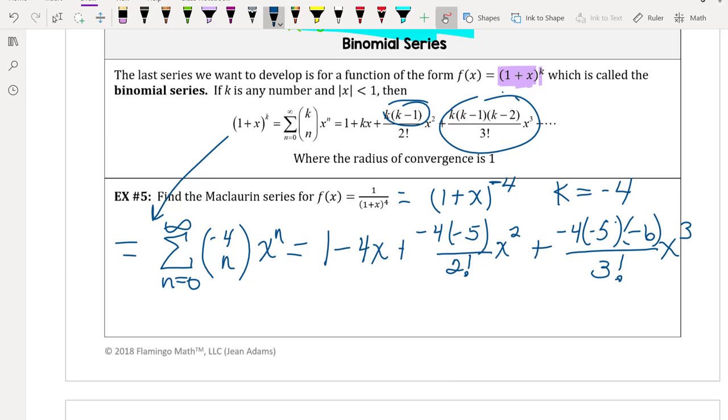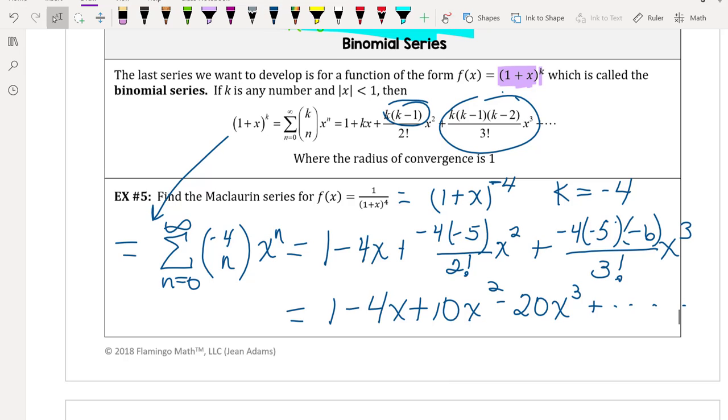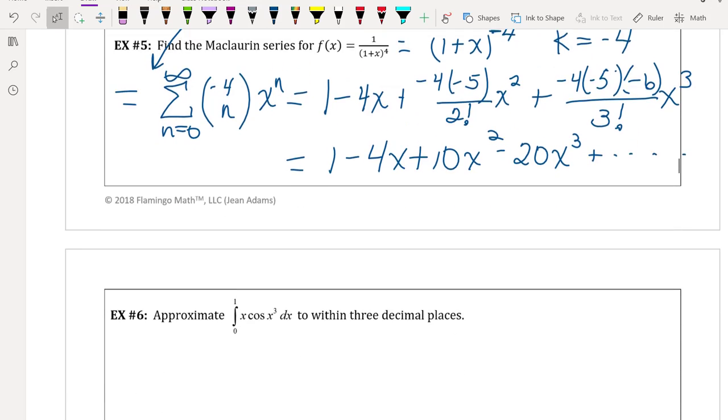So simplifying this, you would have 1 minus 4x plus 10x squared minus 20x cubed. And then if you wanted to go on, you could, like that. So it's kind of cool how that connects something you learned in algebra to something we're learning in calculus.